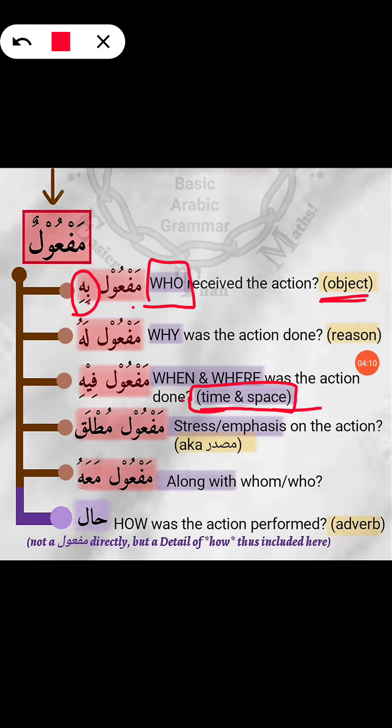Okay, so do not panic if you don't know what bihi means, what lahu means, what fihi means. Don't panic. Okay, and we are going to cover the prepositions real soon inshallah.